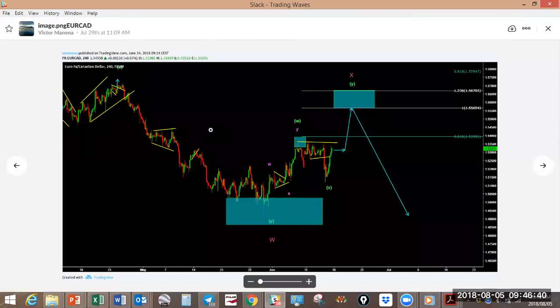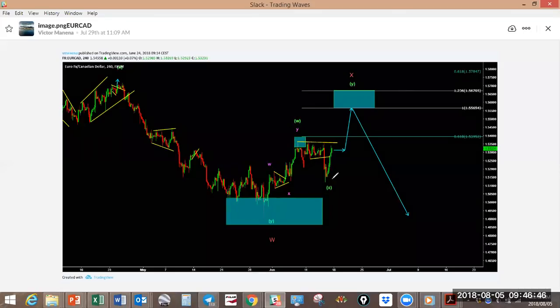Okay, so this is EURCAD now. You see here, that's the beauty of the Elliott wave theory. You don't just focus on one move. You focus on a number of moves. You focus into the future.